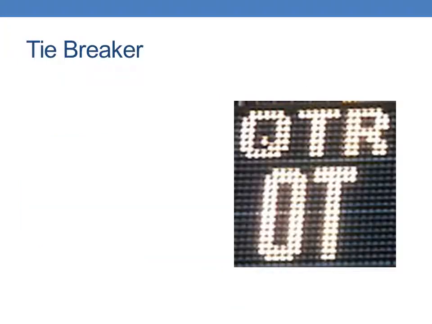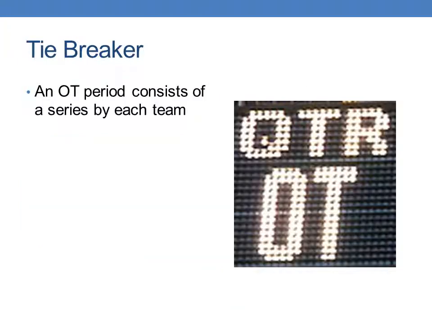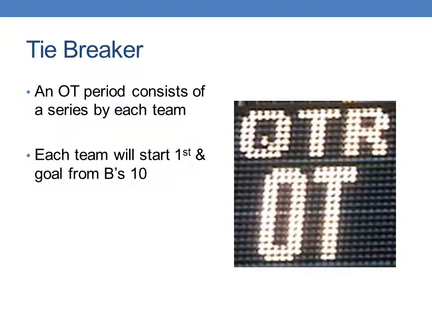An individual period in overtime consists of a series by each team. So Team A gets the ball, then Team B gets the ball. That is a full period, series by each team. Each team's series will start first and goal from B's 10-yard line. That will always be the case unless there's a penalty that has enforcement that will move the ball to start from some other yard line.